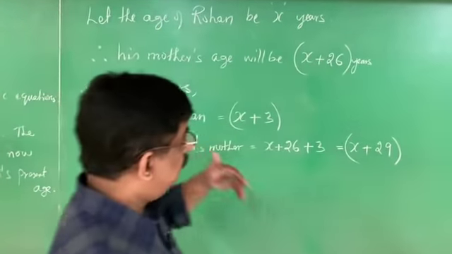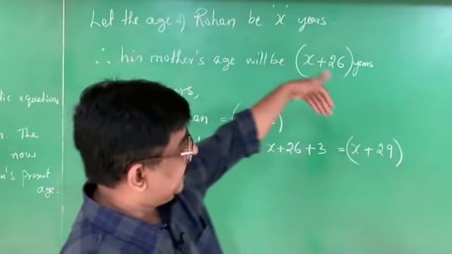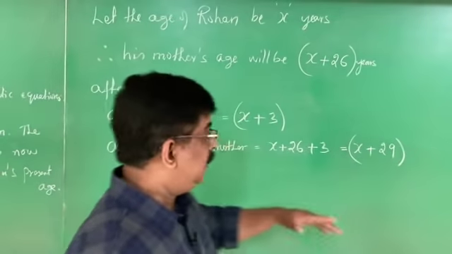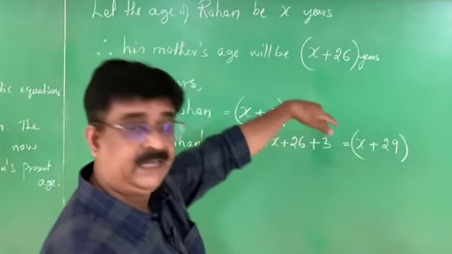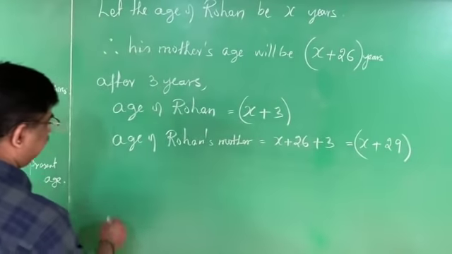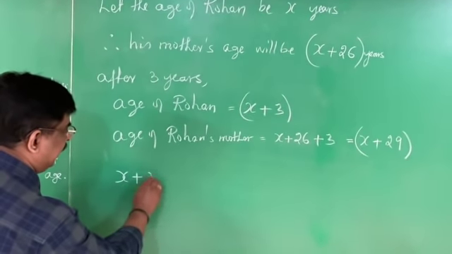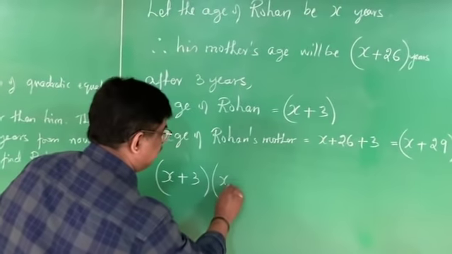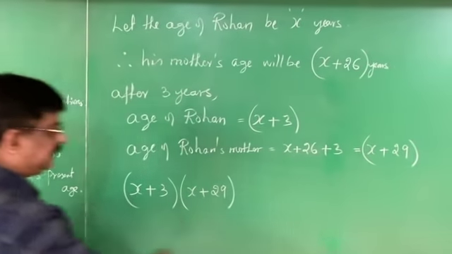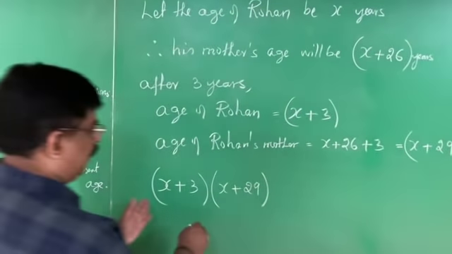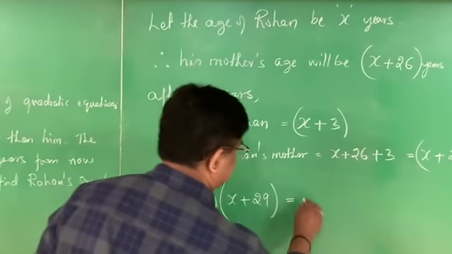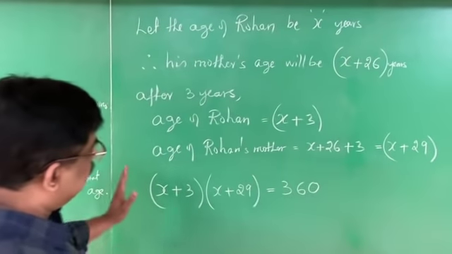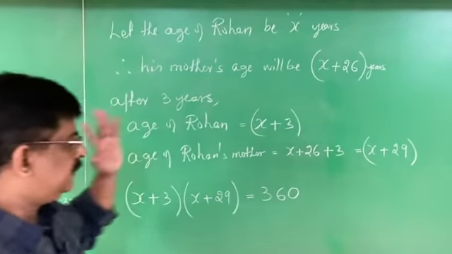Right? Then, the product of their ages after 3 years from now, you have to multiply their ages. Not the present age, but after 3 years. Therefore, the equation is: x plus 3 is the age of Rohan after 3 years, x plus 29 is the age of his mother after 3 years. Their product is equal to 360. This is the formation of the equation from the statement given in the problem.